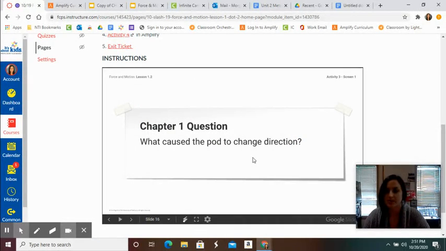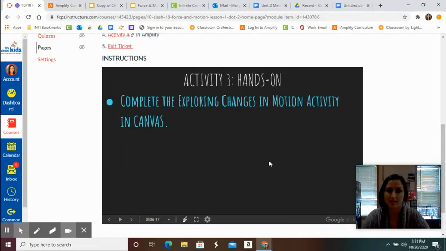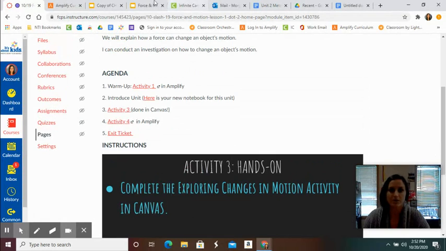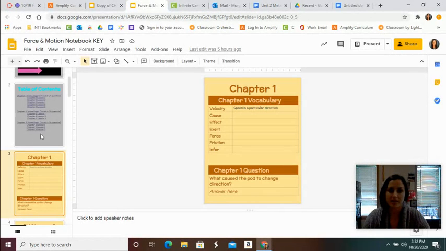Our chapter question that we focused on is what caused the pod to move direction, and that's kind of what our mystery led us up to right now. That's what we're kind of thinking about. And so there was a hands-on activity that we're supposed to do, and obviously not being in person makes it a little challenging. So before we do that, though, I want you to go to your notebook. And when you open up your notebook, you're going to notice that it looks a little bit different than the last one.